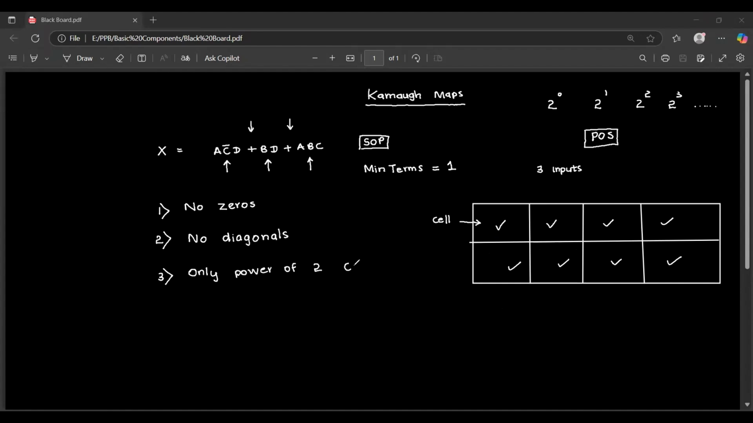Only power of 2 cells. Okay, and then we have the fourth one. Okay, grouping. So what is grouping? Well, now it's time to learn about grouping.